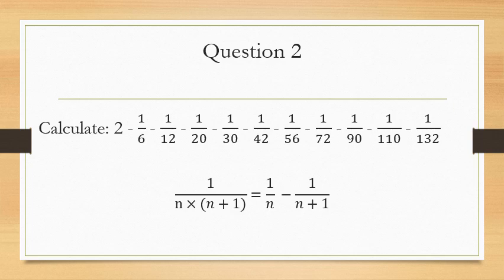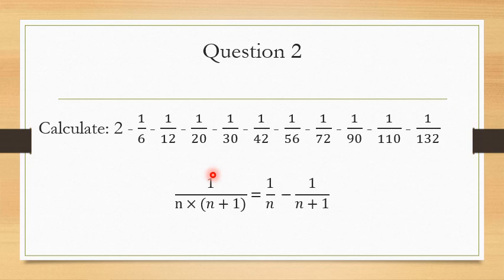Now let's take a look at question number 2. Calculate 2 minus 1 over 6 minus 1 over 12 minus 1 over 20 and so on. The key to answering it is also using the same method as before, 1 over n times n plus 1. If you take a look at all the denominators, they are all a product of two consecutive numbers, right? For example, 6 is 2 times 3, then 3 times 4, 4 times 5, 5 times 6, 6 times 7, and so on until 11 times 12.